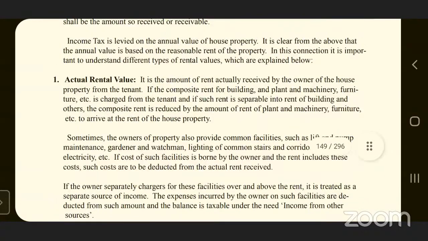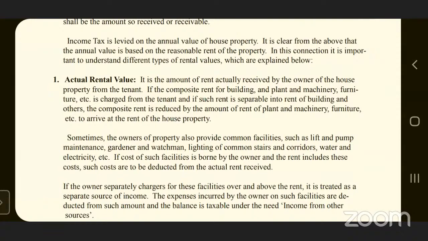What is actual rental value? The name itself expresses it. It is the amount of rent actually received by the owner of that particular house property from a tenant. So that amount is called actual rent.